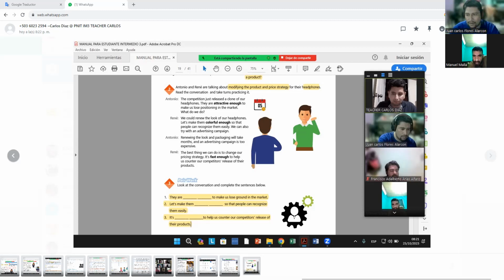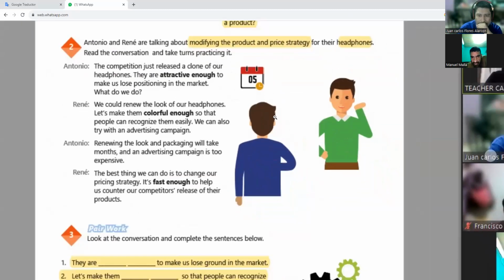Okay. Francisco y Sandra. Okay. No sé si puedes darle zoom, por favor. Ahí, gracias.